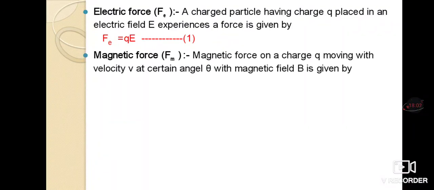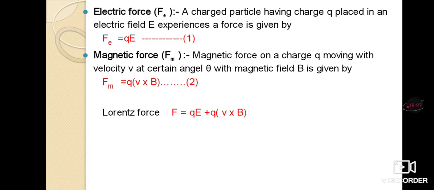Then the magnetic force Fm, how will the magnetic force be written? The magnetic force on the charge q moving with a velocity v at a certain angle theta with a magnetic field B is given by Fm is equal to q into v cross B, since it is moving with a velocity in the presence of a magnetic field.